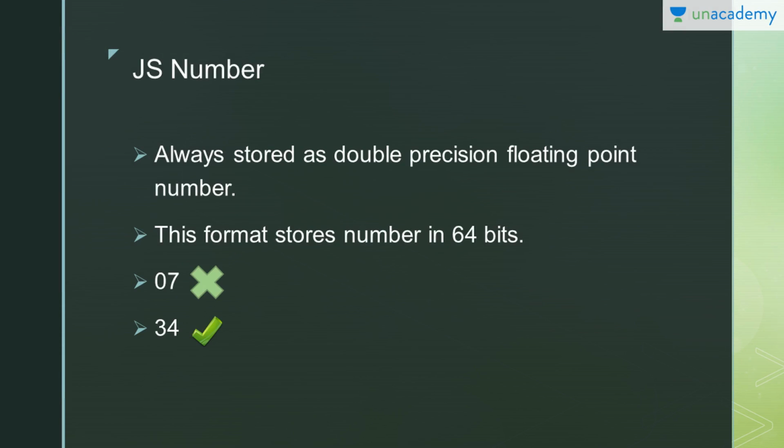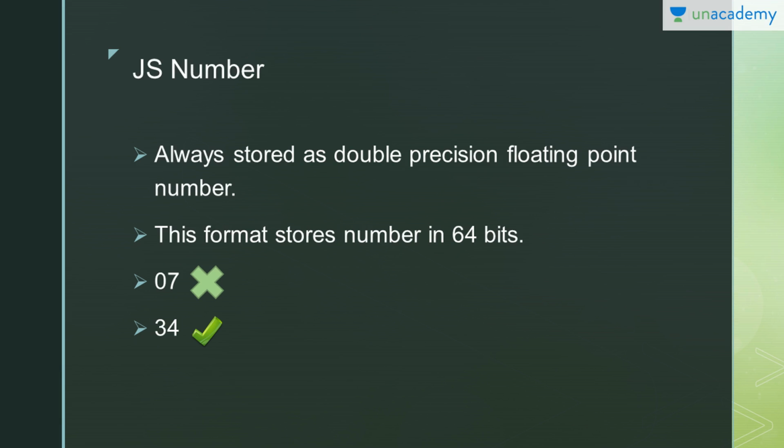Now first let's discuss JavaScript numbers. Numbers are always stored as double precision floating point numbers following the IEEE 754 standard. Okay, this format basically stores numbers in 64 bits, where the number is stored in bits 0 to 51, the exponent is stored in bits 52 to 62, and the sign is stored in bit 63 only, right?